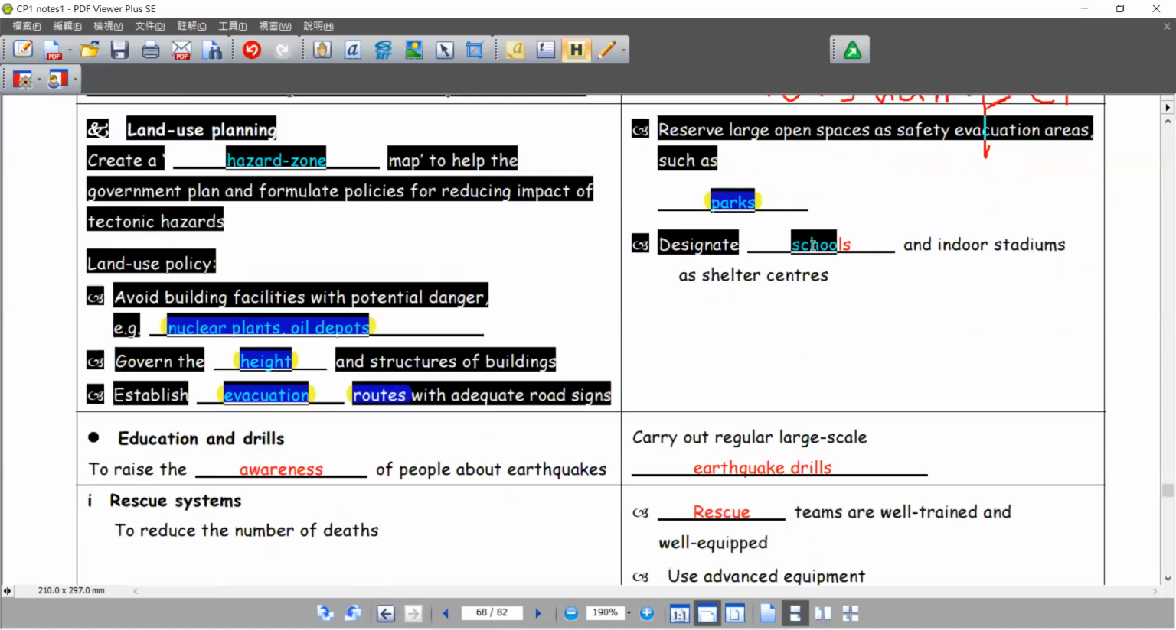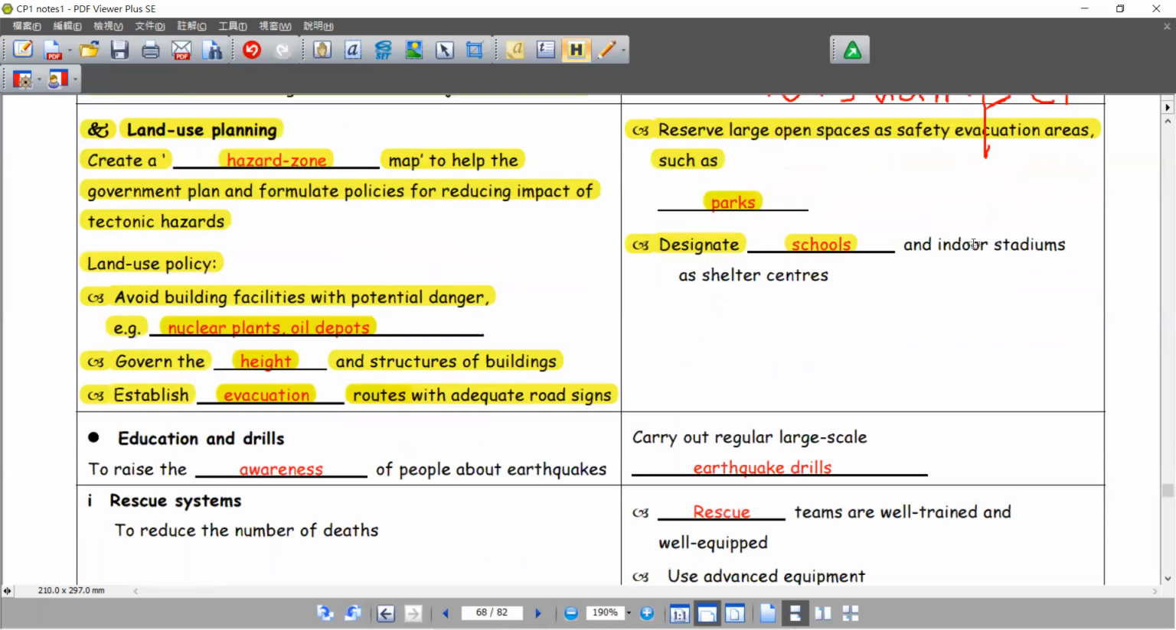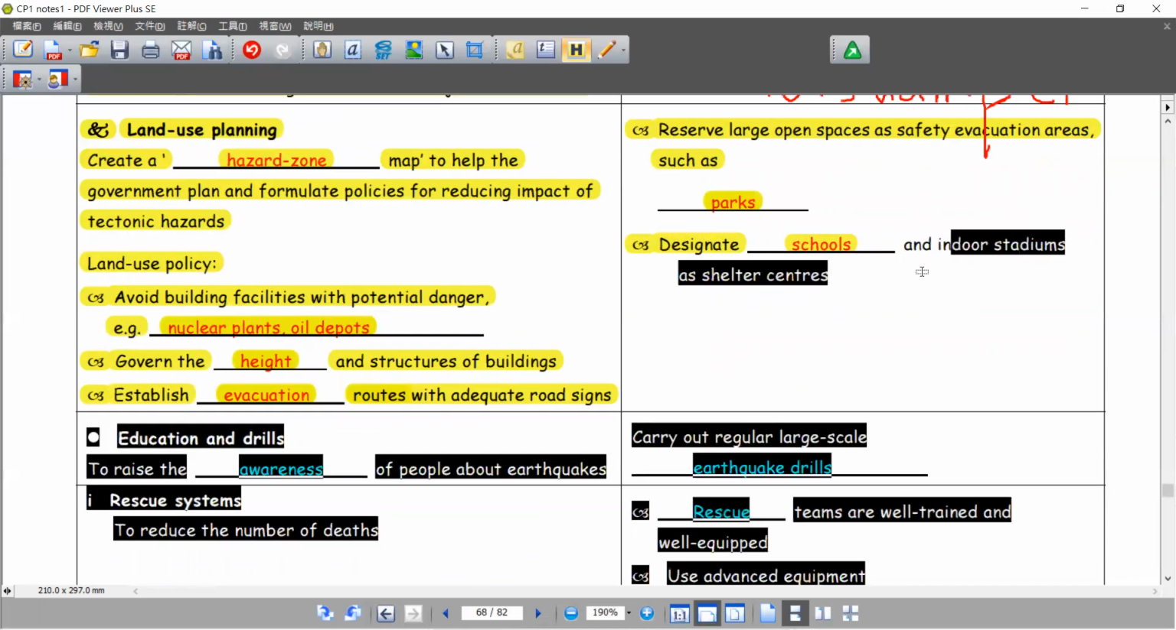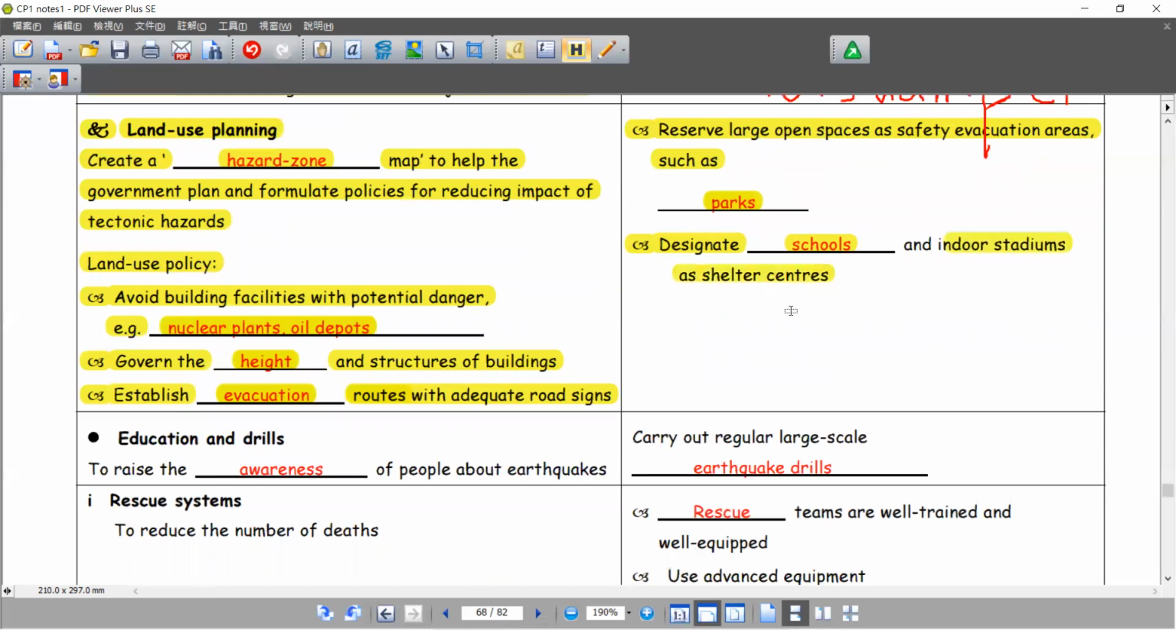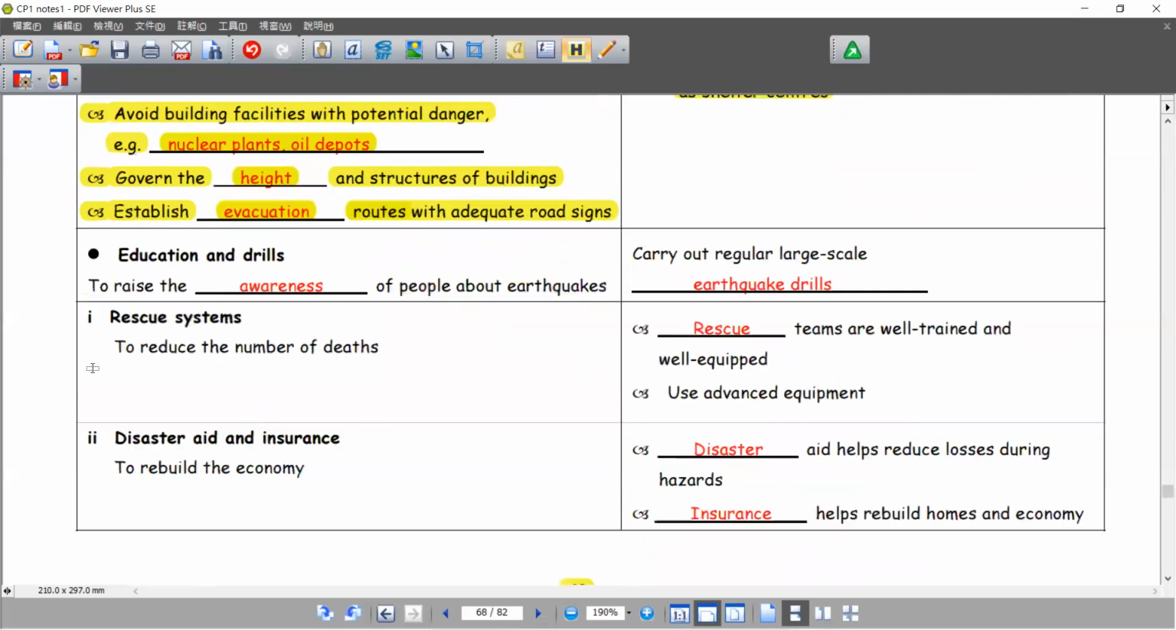Designating schools and indoor stadiums as shelter centers is more or less a similar practice to Hong Kong. When you are too cold, you may go to the community center. Japan's schools and indoor stadiums also serve a similar function. For education and drills, it can raise people's awareness about earthquakes.